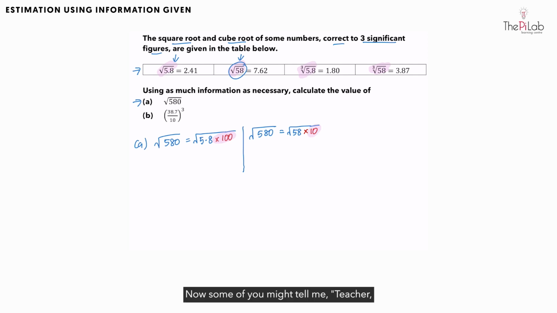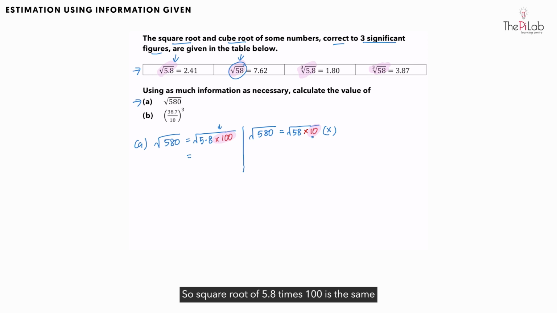Now, some of you might tell me, Teacher, if I have a calculator, definitely I can find the square root of 10, right? But we cannot use a calculator. So which is the easier option? It will be the first one over here. So I'm just going to put a little cross over here because this is not the method that I'm going to use. I'm going to use the first one.